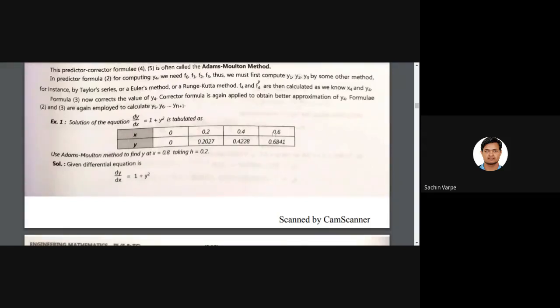So these are x0, x1, x2, x3. x3 plus h will be x4, and what will be x4? x4 is 0.8 only, right? Because h is given to be 0.2, so 0.6 plus 0.2 is 0.8. And corresponding to that value only, we have to find the value of y.